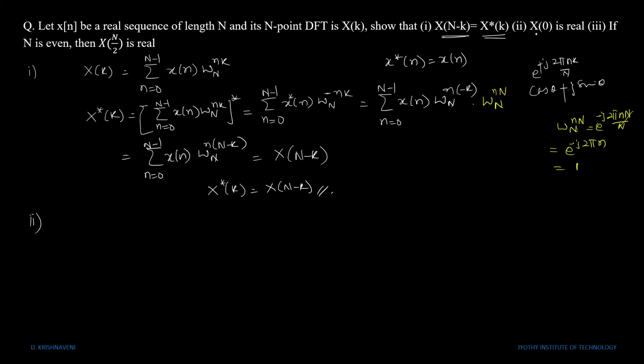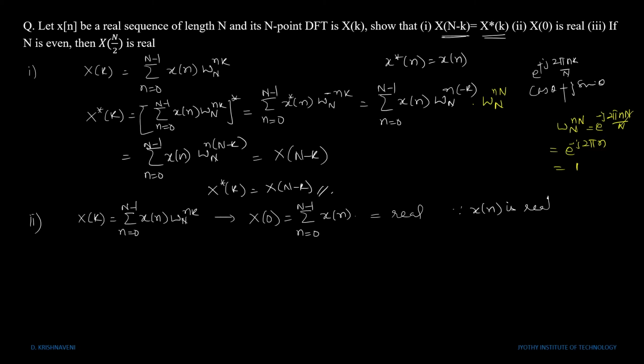Now the second is we have to show that X(0) is real. So we take the formula of the DFT, that is X(k) equal to summation n = 0 to N minus 1 of x(n) W_N to the power of nk. Now if I have to get X(0), I have to substitute k equal to 0. So X(0) is equal to summation n = 0 to N minus 1 of x(n). When I substitute k equal to 0, we'll get W_N to the power of 0, which is 1. So summation of x(n). x(n) is a real sequence. So summation of the real elements in the real sequence will be real, or X(0) is real. Why? Because x(n) is a real sequence.